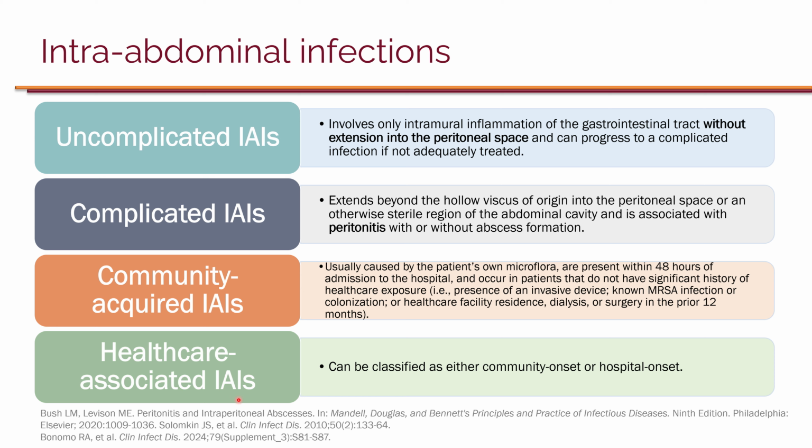Now, healthcare-associated intra-abdominal infection can be classified as either community onset or hospital onset. So obviously, if it develops past 48 hours into the hospitalization, it's hospital onset. But also if it's in the community, but in the setting of a healthcare facility, for example, people who get dialysis routinely, or somebody who was getting surgery, those are typically community onset.